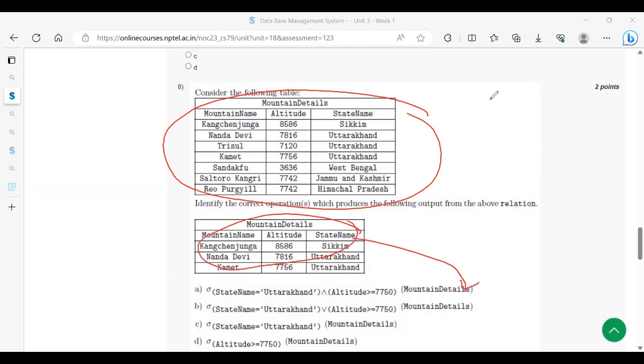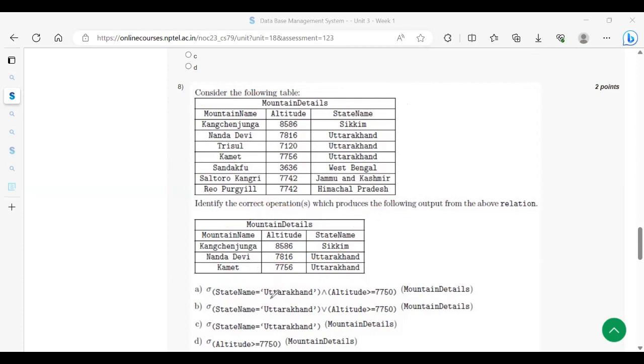If you see the first one, they are going to say state name is equal to Uttarakhand, okay? And altitude is 7750. If you see in the result, this mountain table should not have any Uttarakhand. If you see here, no Uttarakhand. Hence, this first answer is wrong. Second answer also wrong. Third answer also wrong. If you see, altitude is greater than 7750. Yes, it is a greater than values. Hence, we can say the correct answer is 8D. I hope this is clear for everyone.